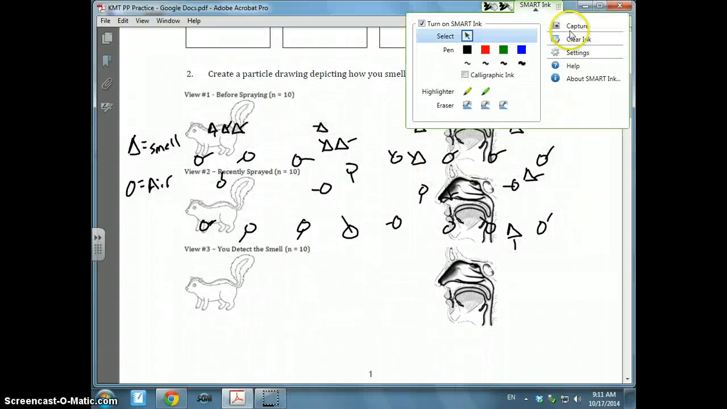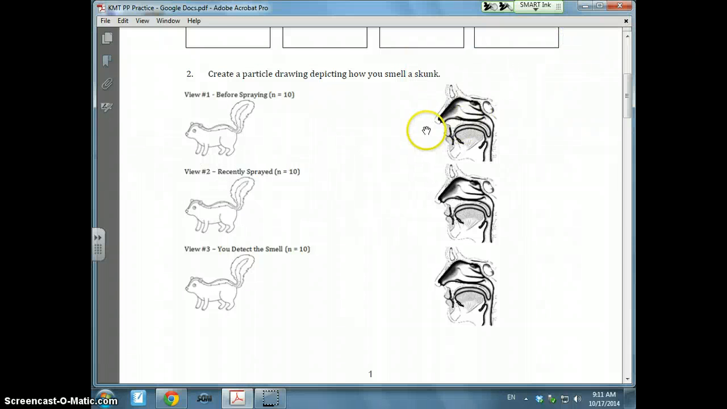Okay, let me go down here. This one's pretty similar. Skunk spray. Same thing in here. I'm going to make these be triangles inside the skunk. Actually, let's say that the skunk got rid of all of them.